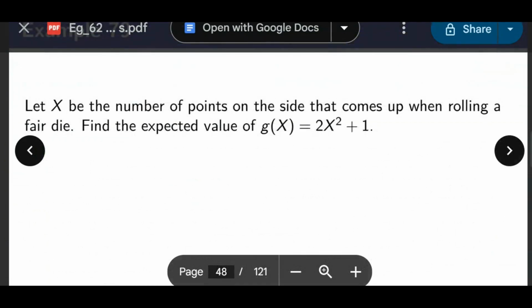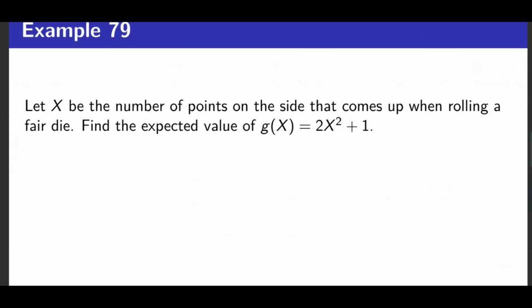Let X be the number of points on the side that comes up when rolling a fair die. Find the expected value of 2x squared plus 1. For some reason, I want to know the expected value of this. X is the score on a fair die, but maybe I will pay you according to this formula. So if you play this game where I pay you 2x squared plus $1, depending on the score X on your die, what's your expected score? You want to find the expected value of this. So how do you do this?